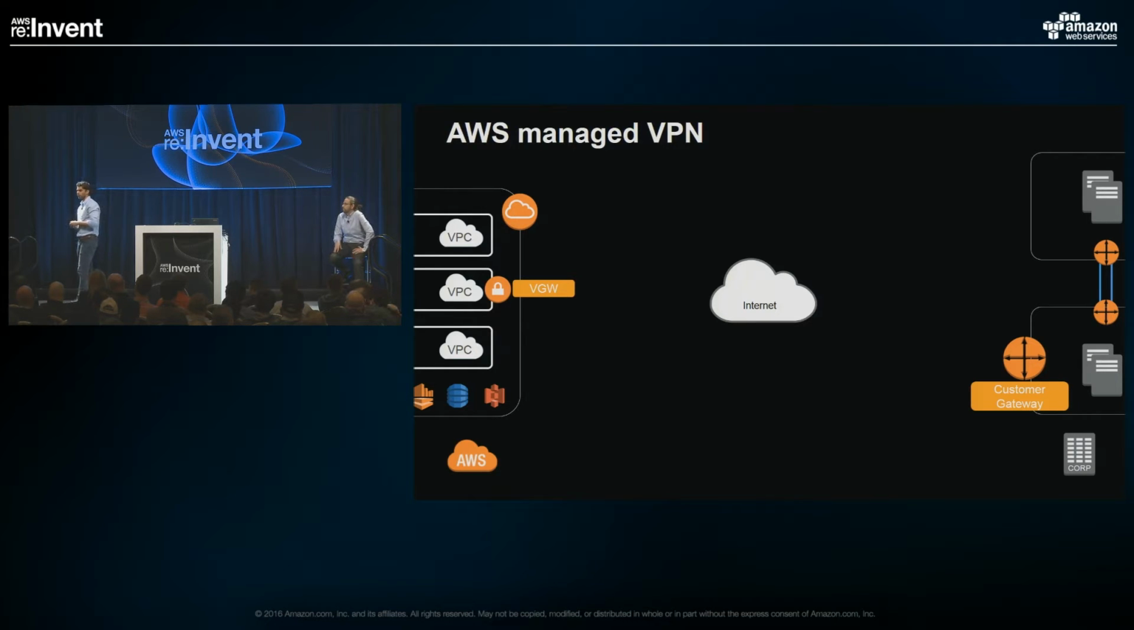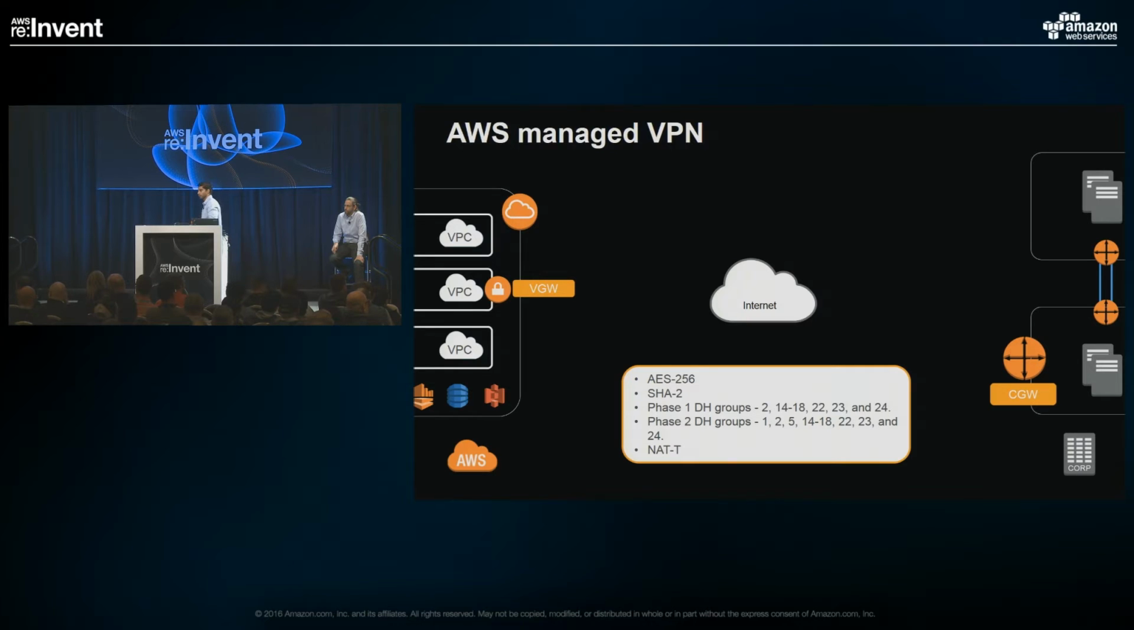VGW is a region-wide resource. It can sustain availability zone failure without performance degradation. It's a resource unique to a VPC. What this means is that every VPC will require its own virtual private gateway for the purpose of VPN termination. At the customer side, also referred to as the remote side, we have the customer gateway, abbreviated as CGW. CGW is a representation of the physical device or the virtual appliance at the customer end, terminating the VPN connection.